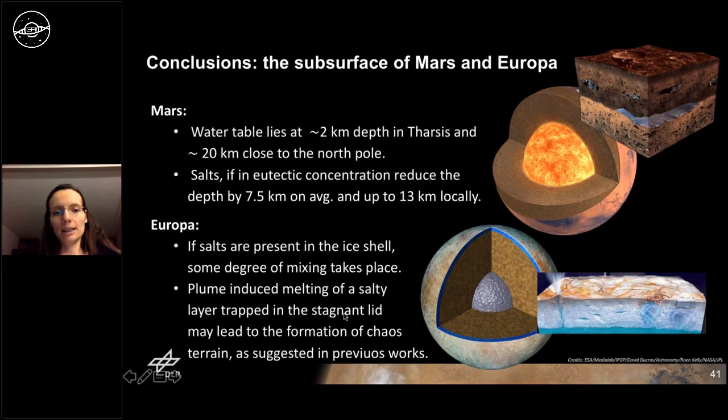that can then have plume-induced melting of this salty region in order to form the chaos terrain, as has been suggested in previous works. So with this, I will end here. Thank you for your attention, and I'll be happy to answer questions.